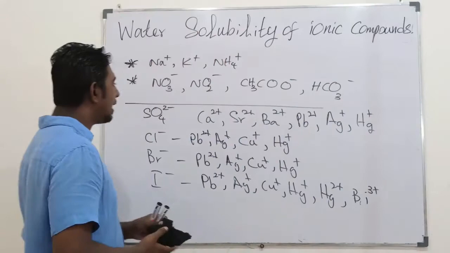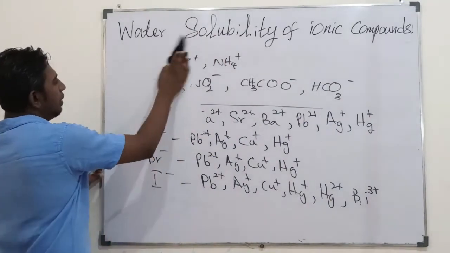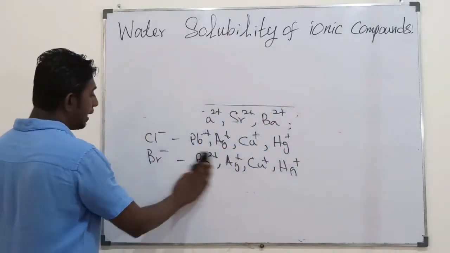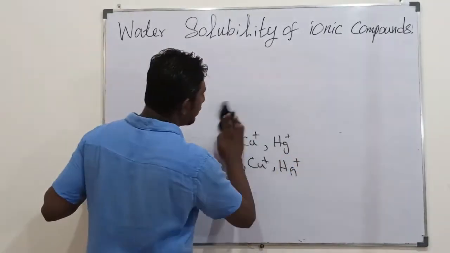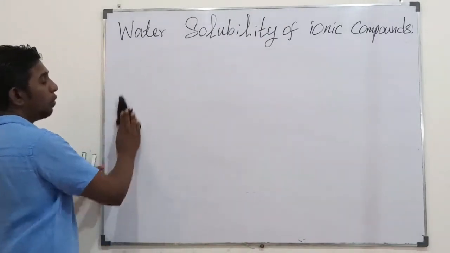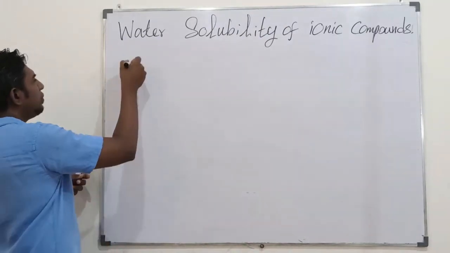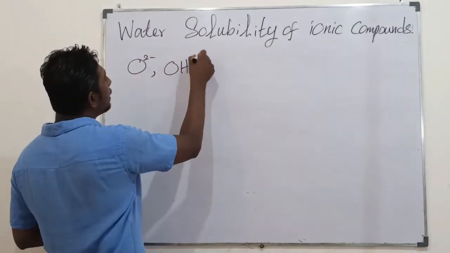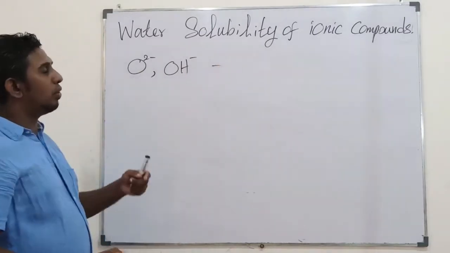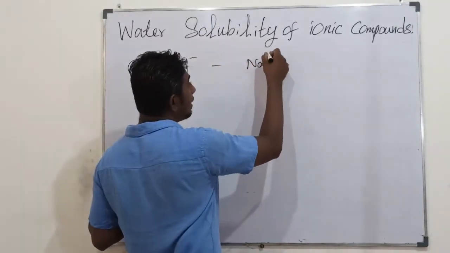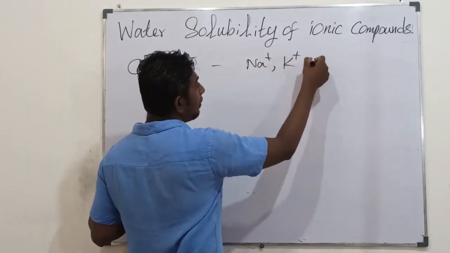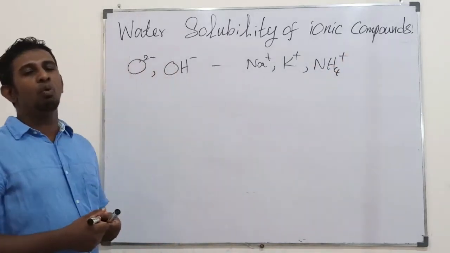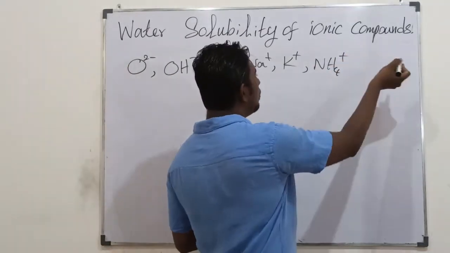Students, next I am taking another two very important anions: oxides and hydroxides. Let's find out the water solubility of oxides and hydroxides. Oxide is O2 minus, and hydroxide is OH minus. As you have already seen for these lucky cations, their oxides and hydroxides would be water soluble.